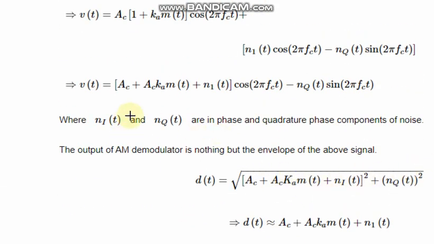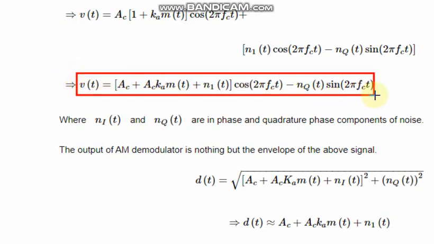The envelope detection means that the final sum of noise signal and modulated signal, which is having this V(t) at the output of the band pass filter, if we have to demodulate it using the envelope detection method. So what is the method? Each term is squared. So this term will be squared and this second term will be squared, and both the square terms are added, and finally the square root of the addition of both the square terms is taken.